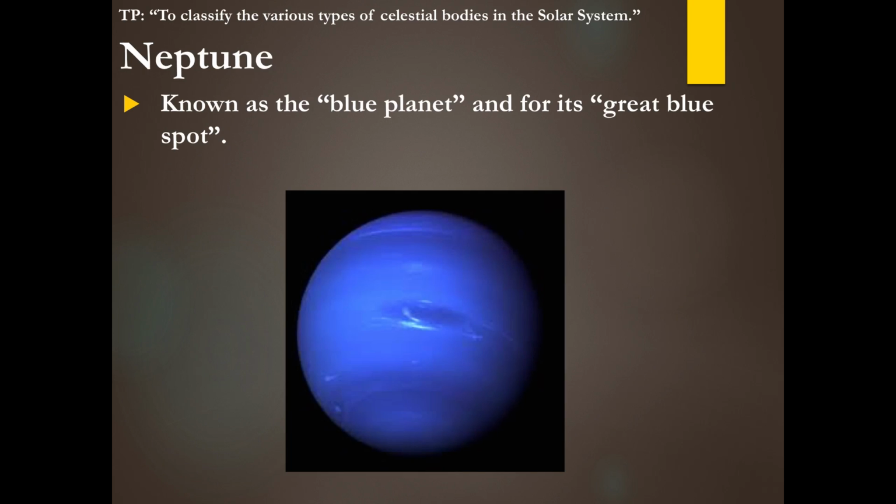Last one is Neptune, known as the blue planet, and also for its great blue spot. All right, and there's a spot over here, the great blue spot, which is also similar to the great red spot on Jupiter's surface. Apparently it's a massive storm, with very high wind speeds going on at that one location. And there are a few spots for Neptune.